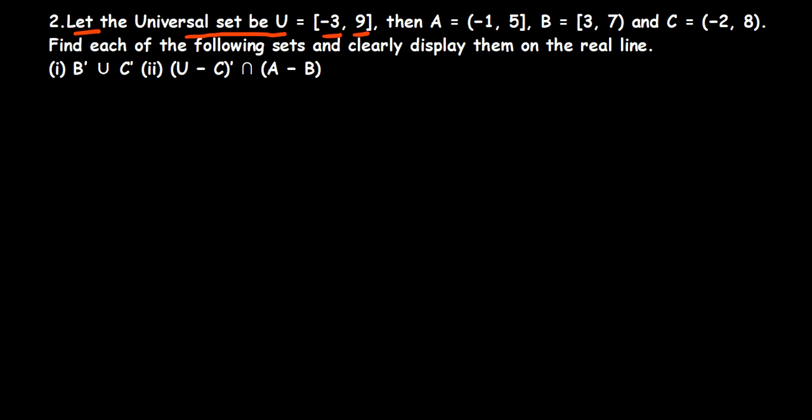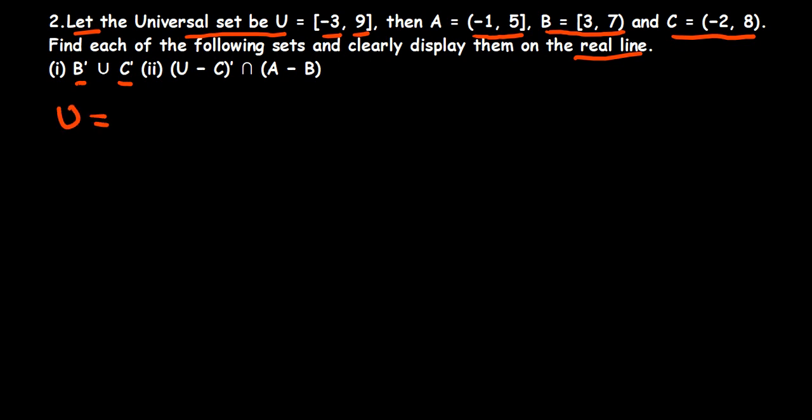Okay, and then they're saying set A is -1 to 5, set B is 3 to 7, set C is -2 to 8. Okay, and then they're saying find each of the following sets and clearly display them on the what? The number line. Okay, so the first set that we are finding is B complement union C complement. Okay, so we are working with these sets here.